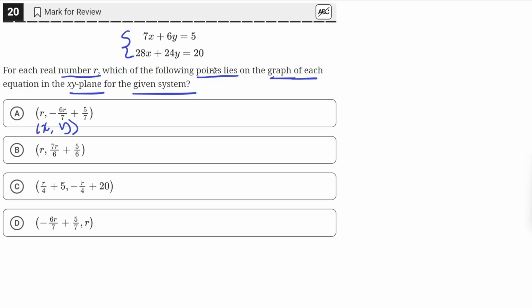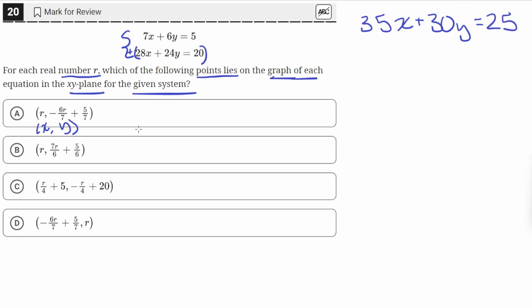But before we do that, we can simplify our process by combining these two equations instead of having to plug the points into both of the equations multiple times. So what we can do is add both of these equations together. So we'll get 7x plus 6y plus 28x plus 24y. So 7x plus 28x, that's equal to 35x. And then 6y plus 24y is equal to 30y. And that's equal to 5 plus 20, which is 25.